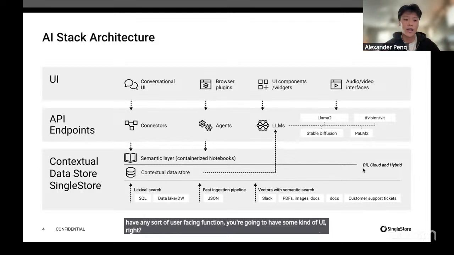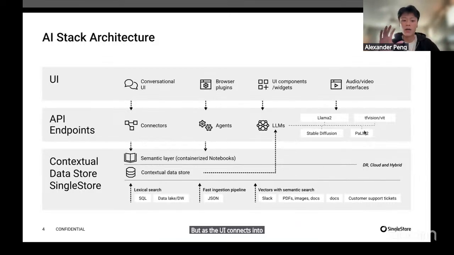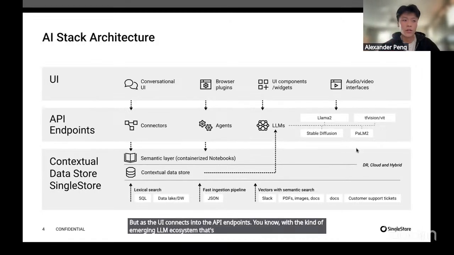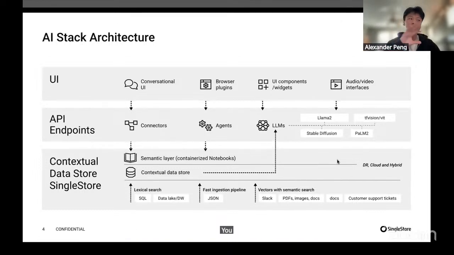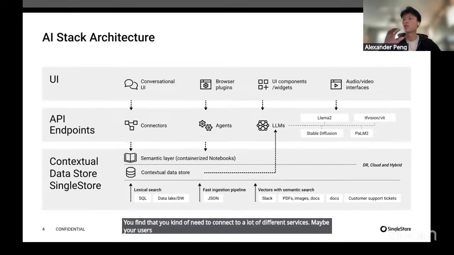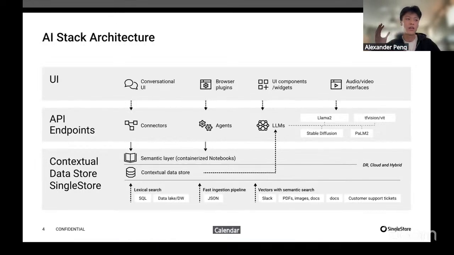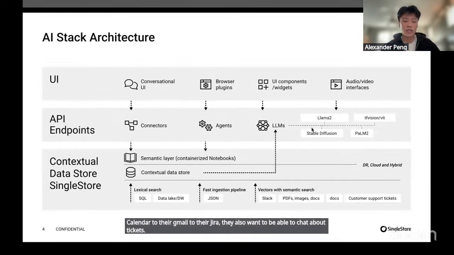But as the UI connects into the API endpoints, with the emerging LLM ecosystem that's come around, generative AI, you find that you need to connect to a lot of different services. Maybe your users need to be able to chat about images. They need to be able to upload audio files. Maybe they're connecting to their Google Calendar, to their Gmail, to their Jira. They also want to be able to chat about tickets that they're assigned to.